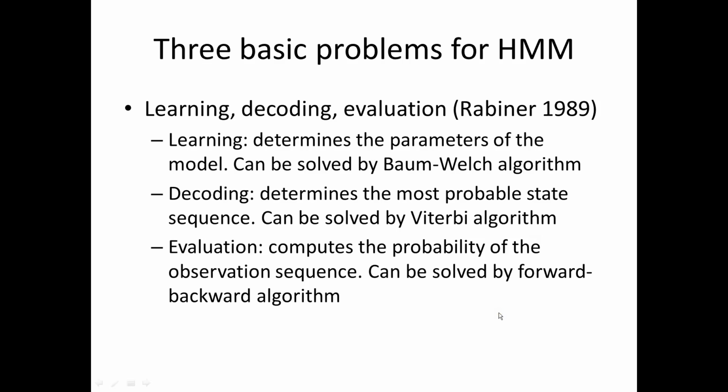There are three basic problems for HMM: learning, decoding, and evaluation, which were proposed by Rabiner in 1989. Learning determines the parameters of the model, decoding determines the most probable state sequence, and evaluation computes the probability of the observation sequence.